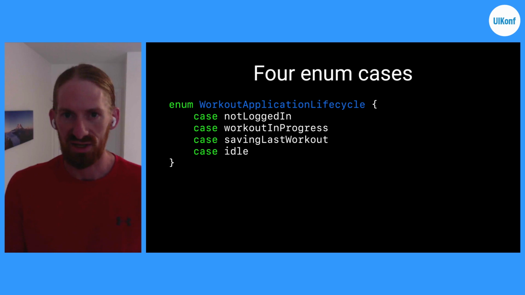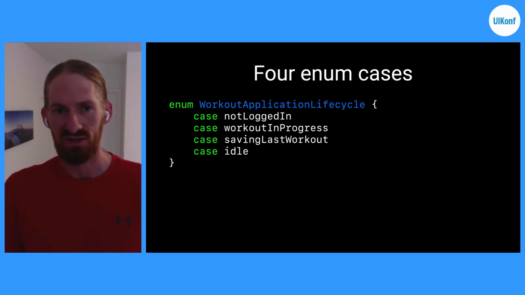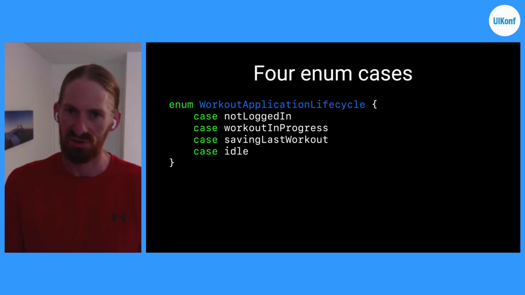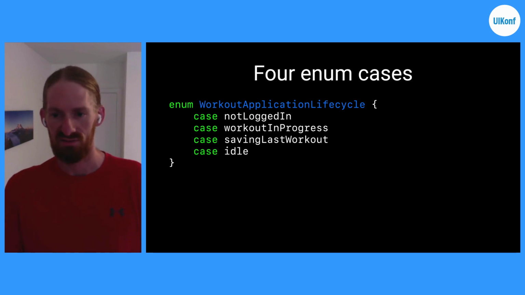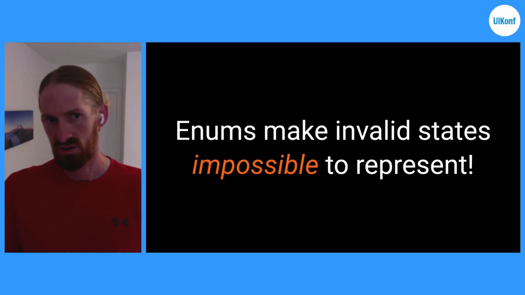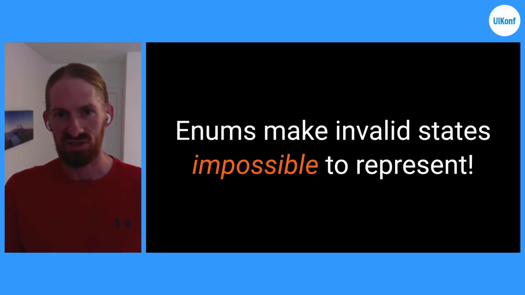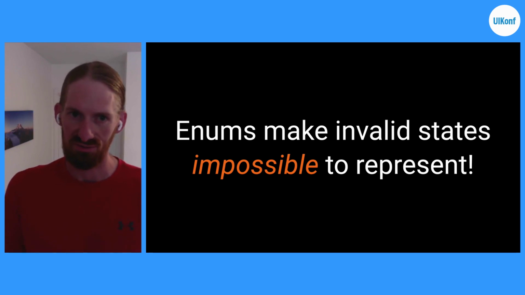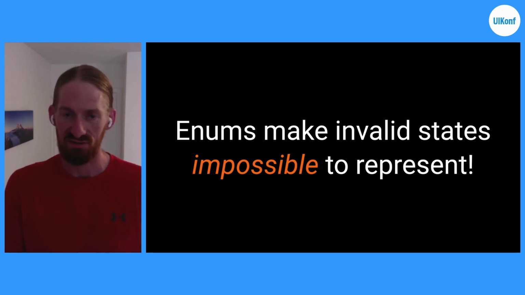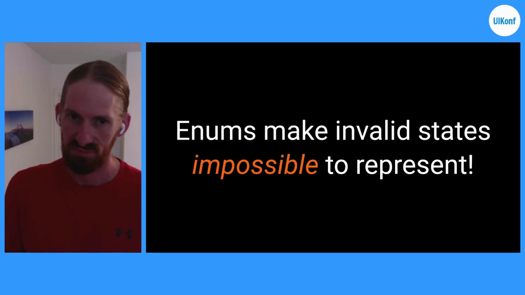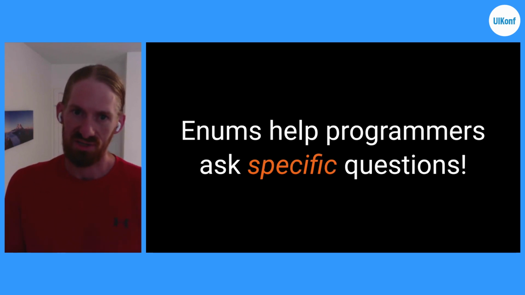And here's what they look like as an enum. We have the 4 cases: not logged in, workout in progress, saving last workout, and idle. One of the benefits of using an enum instead of multiple bool values is that we've actually made the invalid states impossible to represent in code. But our job isn't done yet.